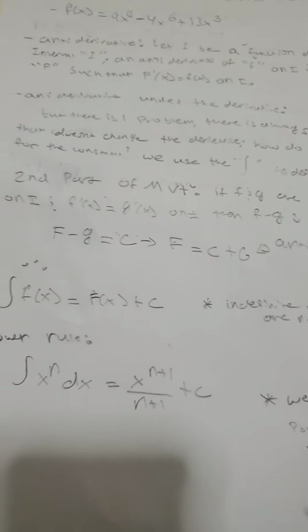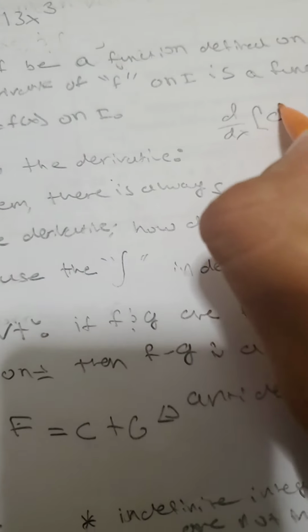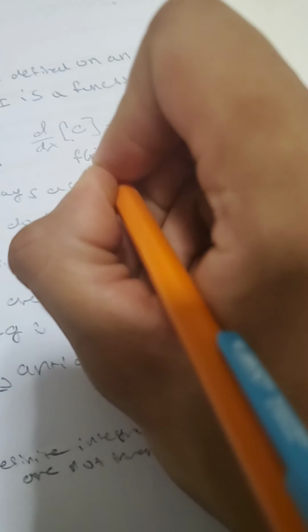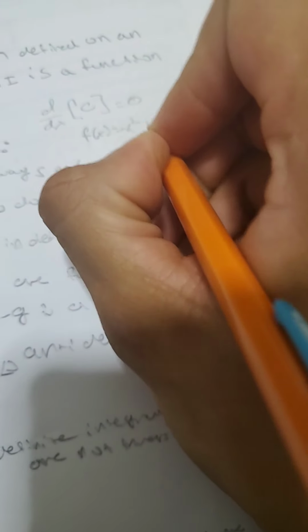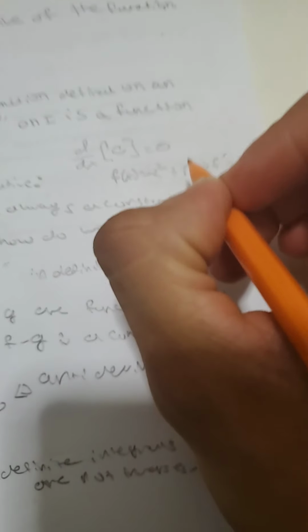If we take a derivative of a constant, d over dx, the derivative of any constant is equal to 0. So for any function like f of x equal to x squared, we can add any constant n, and if we find f prime, it would still be 2x, because that constant's derivative is 0. So how do we account for that?